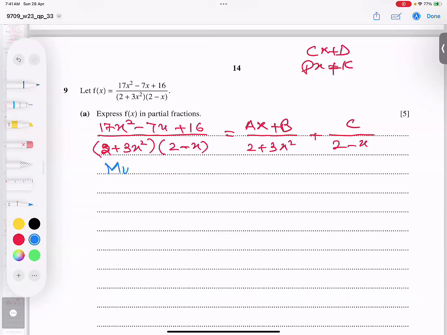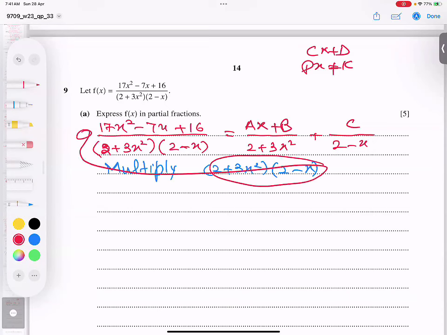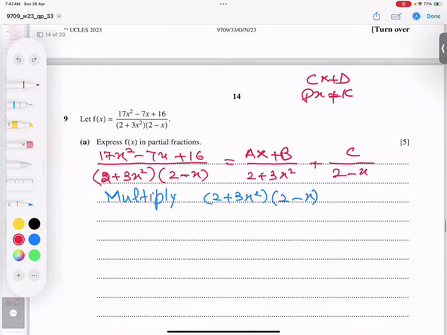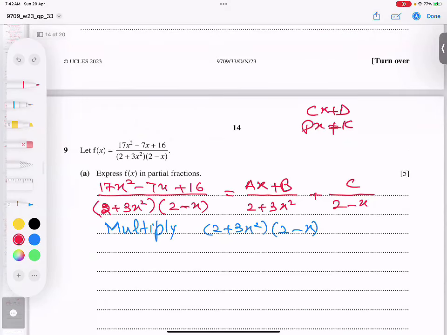After this, I have to get rid of the denominators. So take the LCM and cross multiply, or multiply the whole equation with the left-hand side denominator always. When you multiply this with here, this will cancel out. So the numerator will be left behind. I'm writing here: 17 negative 7x plus 16 is equal to. When I multiply with this factor, this will cancel. So this will stay beside ax plus b.